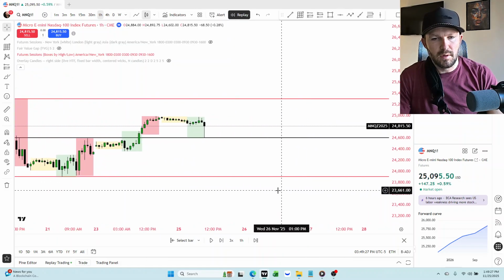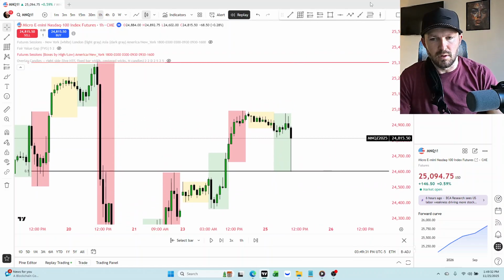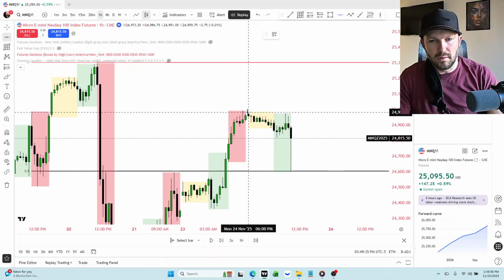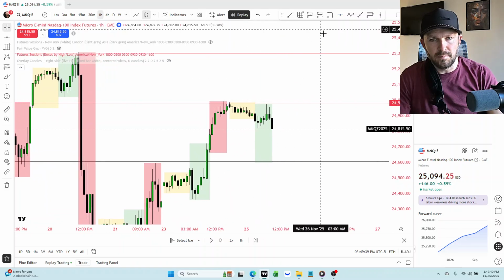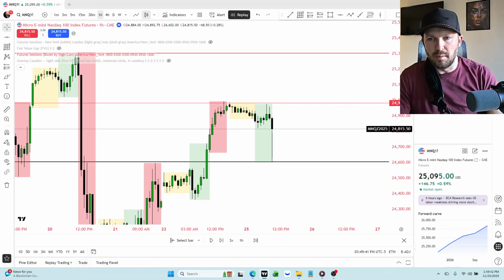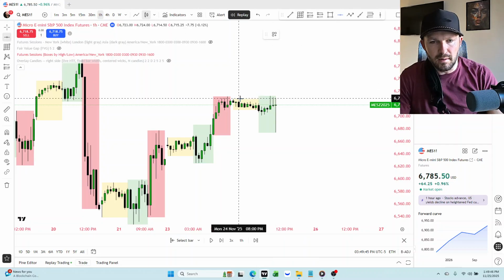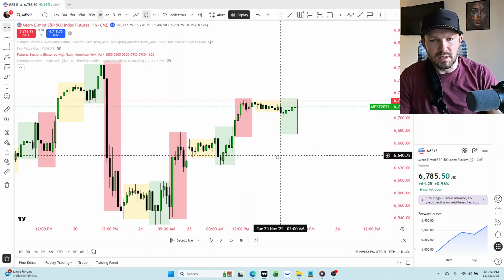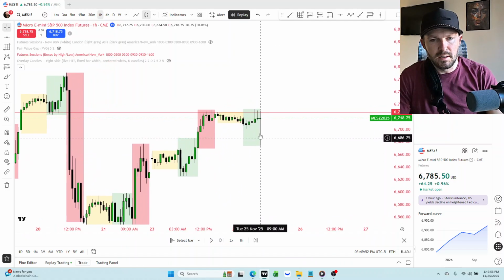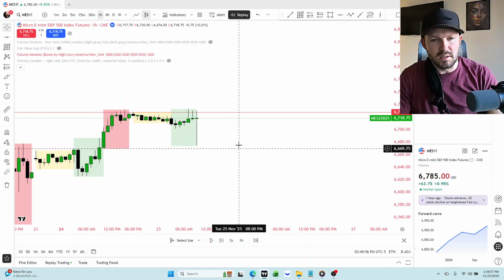So what I was looking for is some sort of liquidity sweep. Either I wanted London or Asian highs to get taken. So if we go to MES, you can see that we had a sweep. London swept Asian session highs. So I'm looking for shorts at this point.